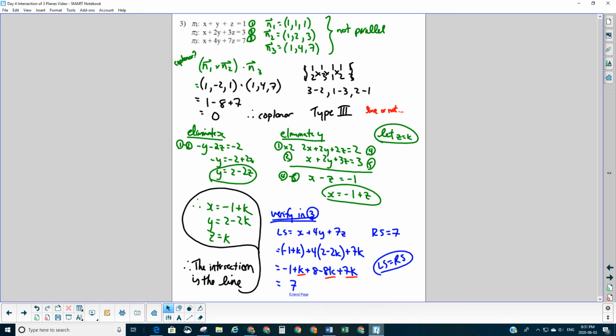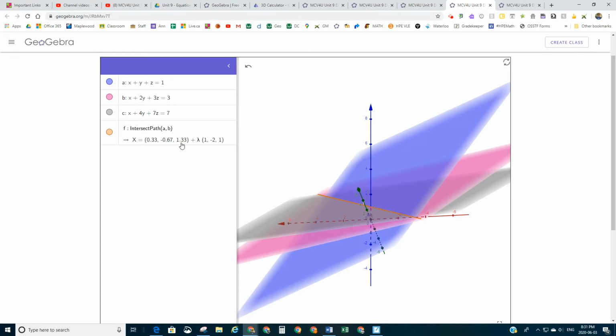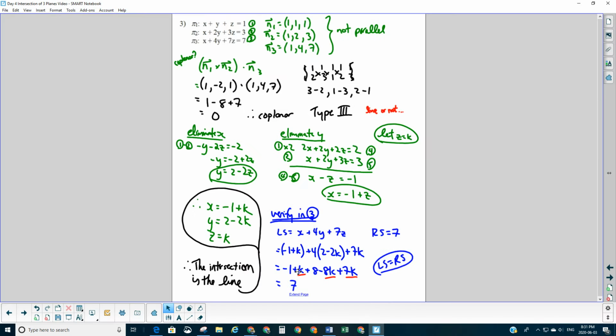What we can do to compare ours: you see our direction vector is 1, -2, 1. And so is theirs, 1, -2, 1. They've just used a different point than we have. And of course, any point on this line would have worked. So it's good that we did get this answer.